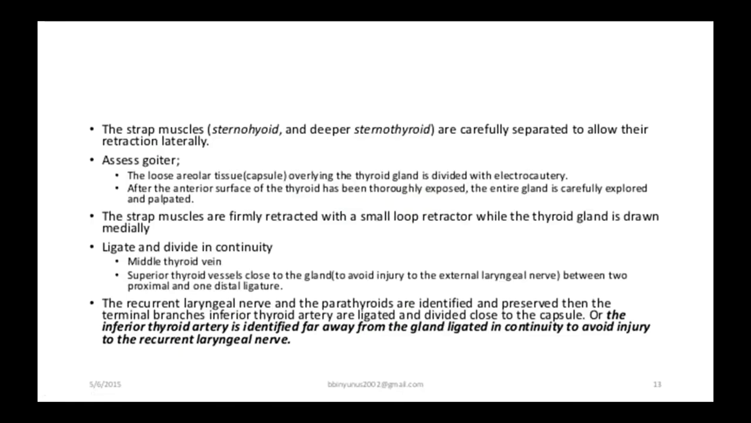Okay, so you have to remember the superior thyroid vessels are ligated and divided close to the gland to avoid injury to the external laryngeal nerve. The recurrent laryngeal nerve and parathyroids are identified and preserved, and capsular dissection of the inferior thyroid artery branches is done.